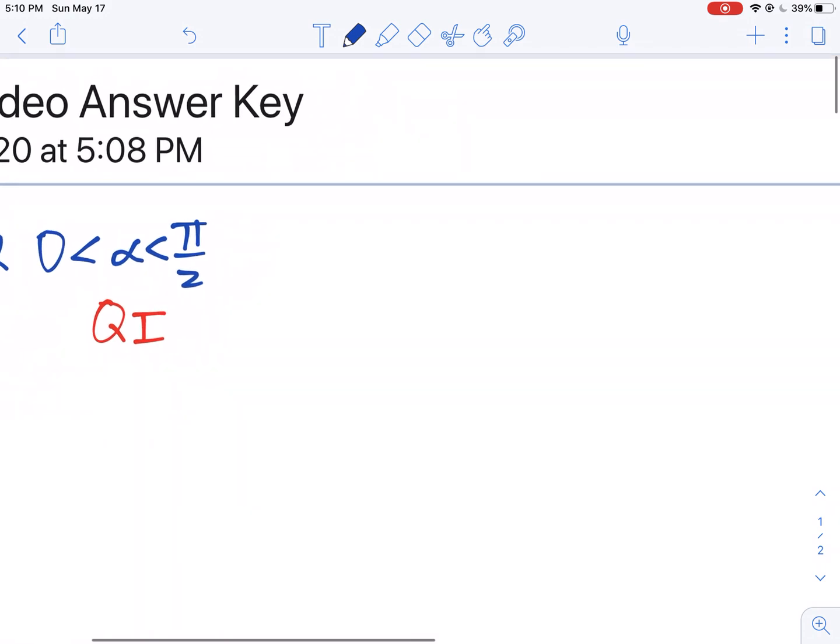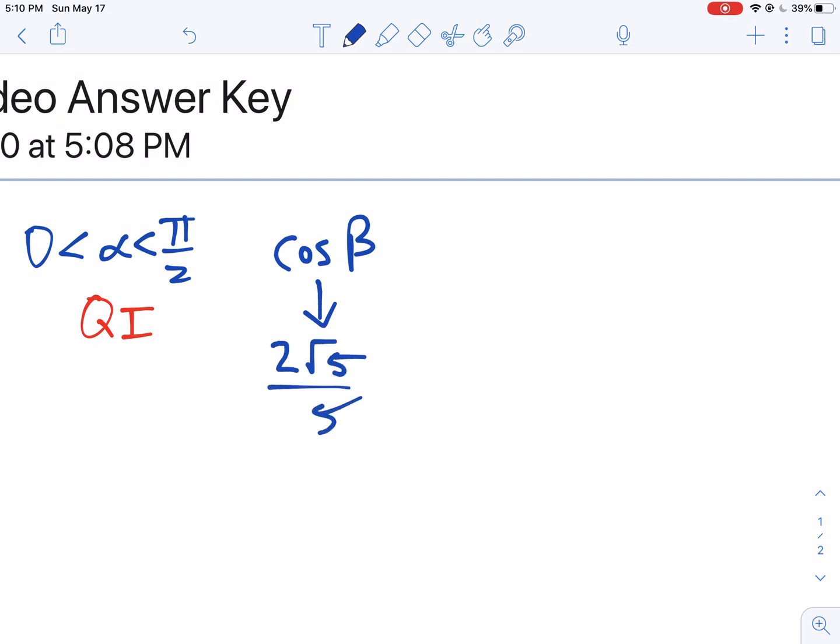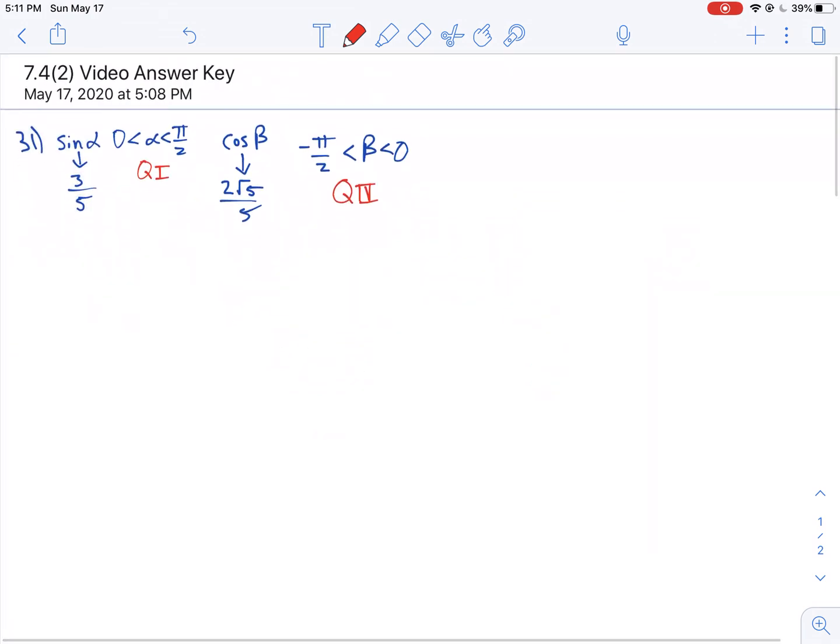My cosine of beta, sorry, not sine of beta, is 2 root 5 over 5, and this falls between negative pi over 2 and 0, so that means this is a quadrant 4 angle. Now I can see that I'm going to need to know my sine of alpha plus beta, cosine alpha plus beta, sine of alpha minus beta, tangent of alpha minus beta.